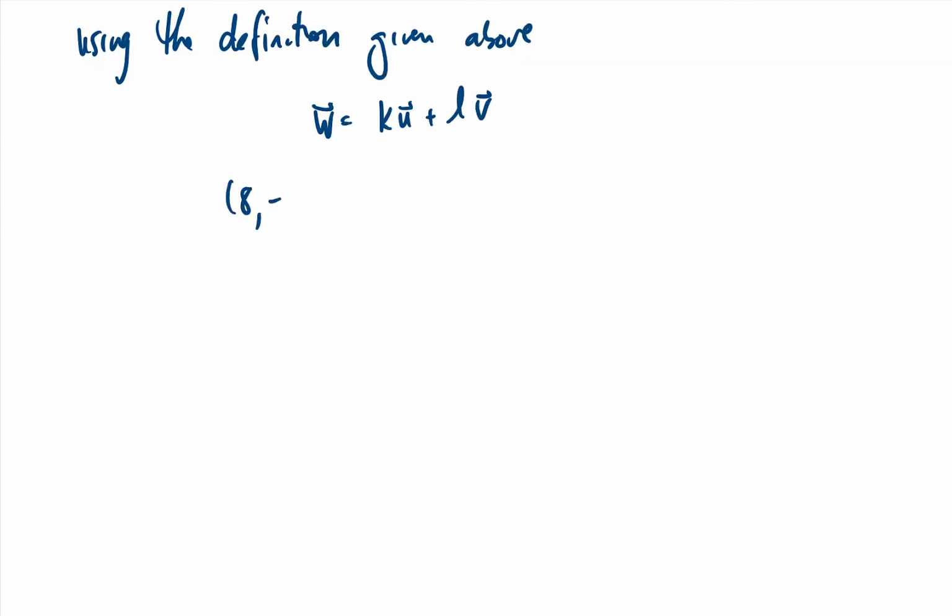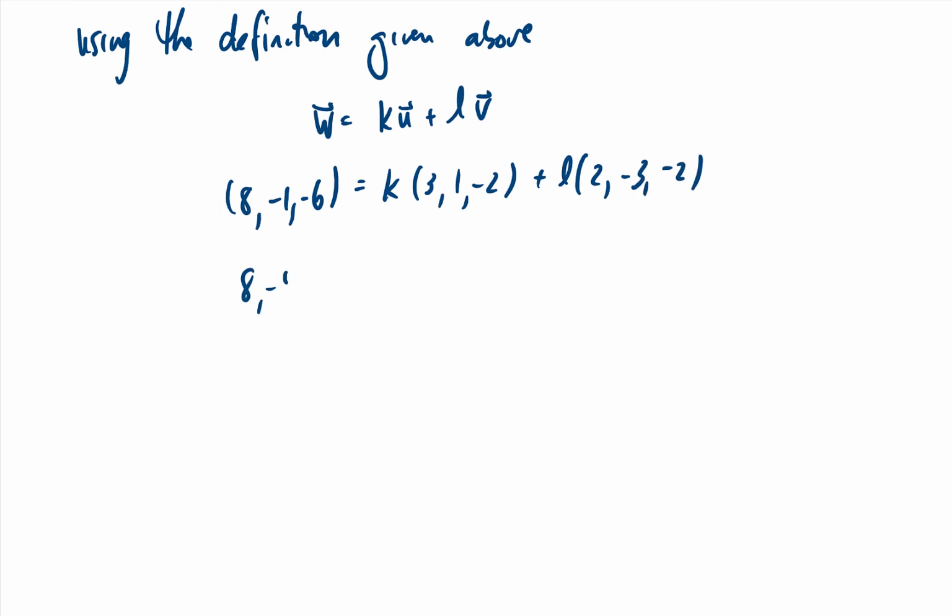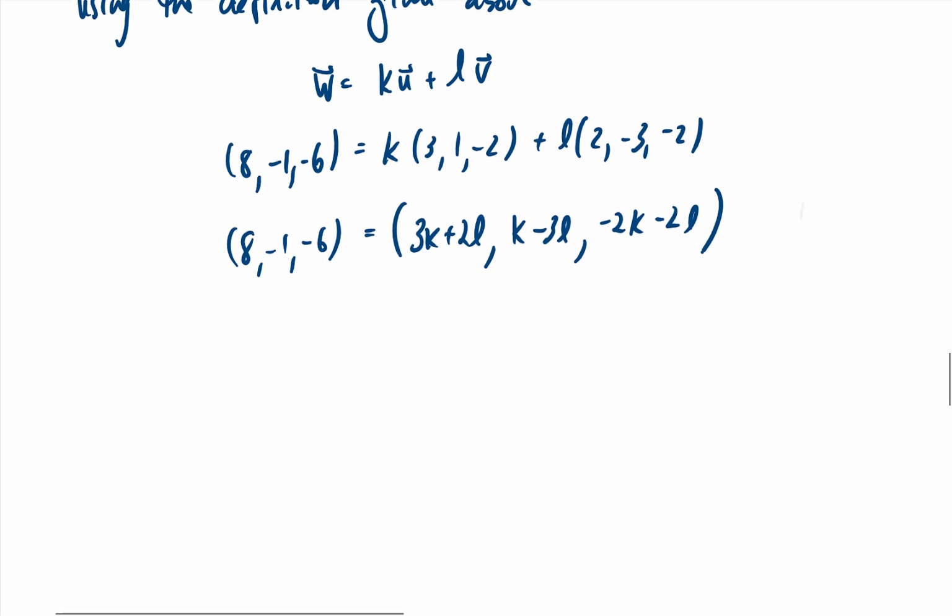So we have 8, -1, and -6. That's equal to k of 3, 1, and negative 2, plus L of 2, negative 3, and negative 2. So again, we have 8, negative 1, and negative 6. That's equal to, if we take our x values, there's 3k's plus 2l's. Then we have k minus 3l for our y values, and then negative 2k minus 2l for our z value.